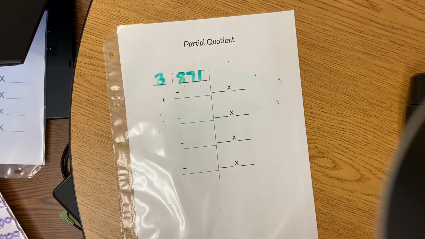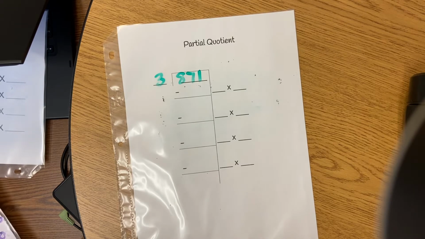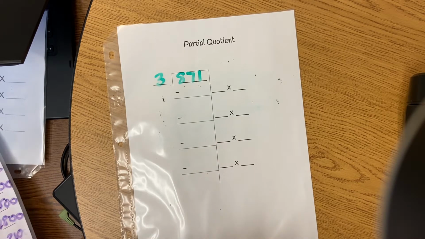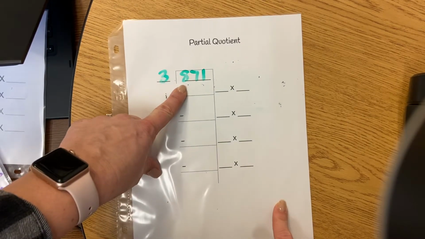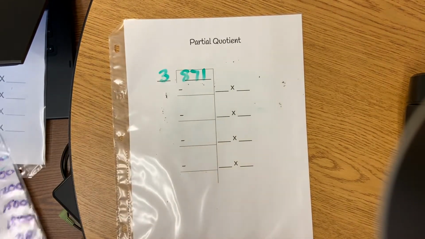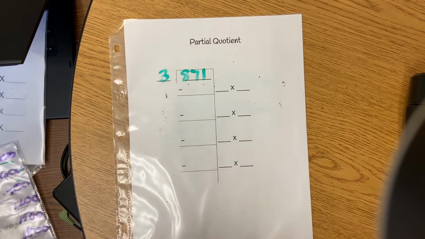Today we're going to talk about how to use multiplication to check the answer to a partial quotient problem. Okay, so the first thing that I need to do is actually solve my problem. So I have 871 divided by 3. So that tells me that I have 871 pieces or objects, and I'm putting them into 3 groups.